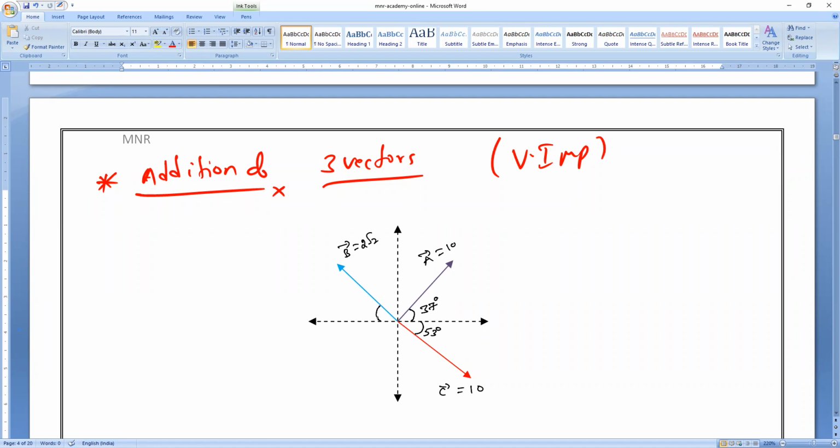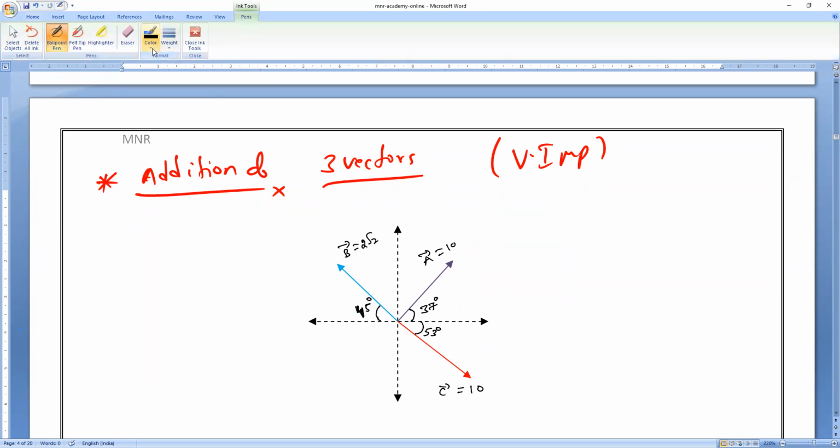Now for every vector, can you tell me the x-axis and y-axis components fast? Let me see who will say. First, I'll take a different pen. For the first two vectors, tell me the components along the x-axis and y-axis. This is the 37 triangle, which we are very familiar with. What is the x-axis? Cos. 3, 4, 5. So what is the angle here? Respond.